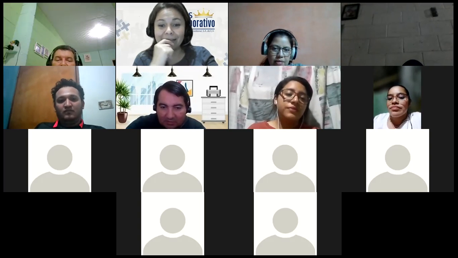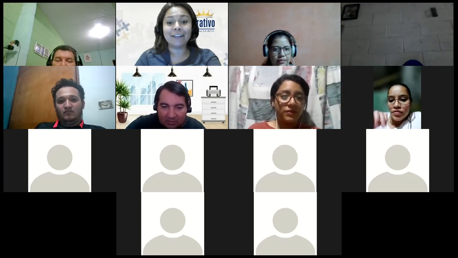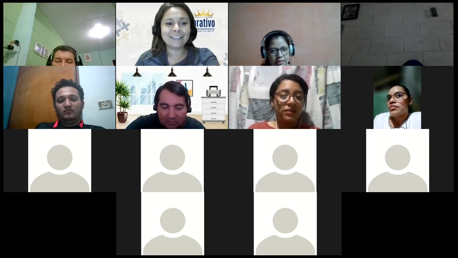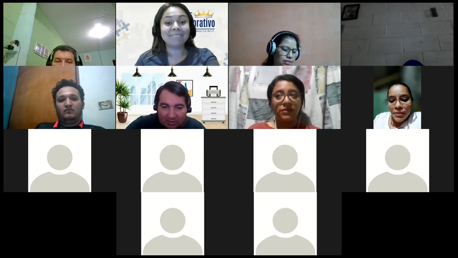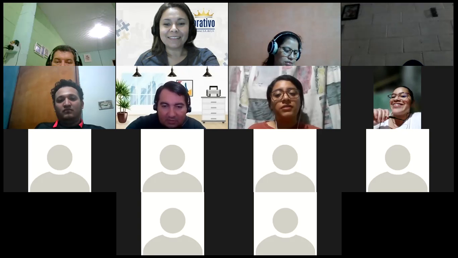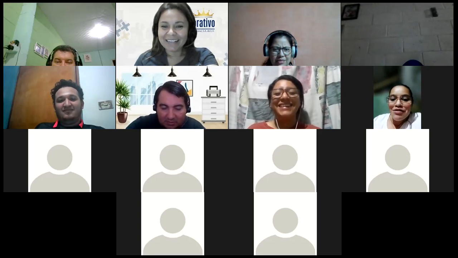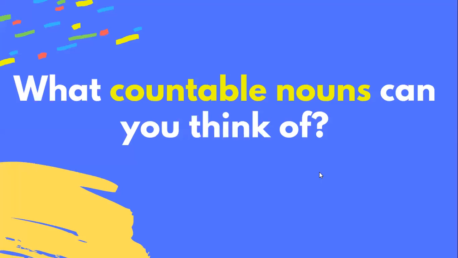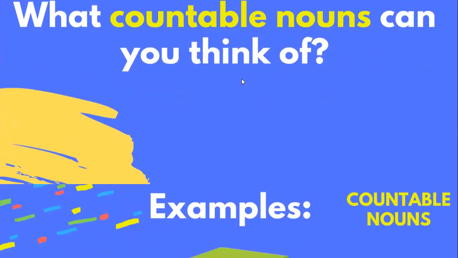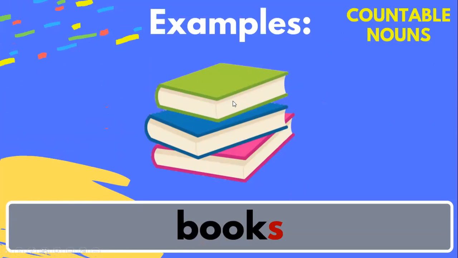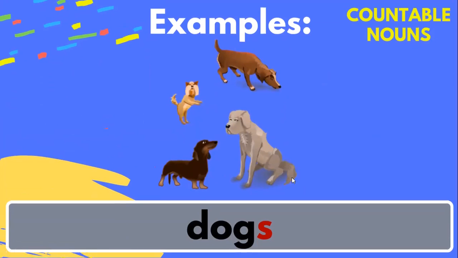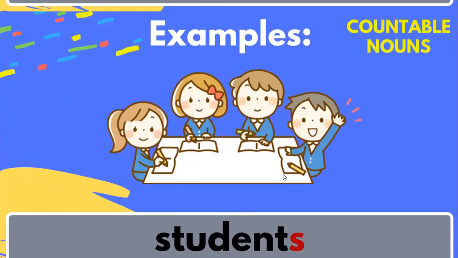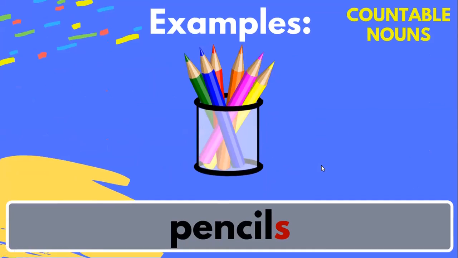Doors, very good. Chair, very good. Desk, amazing. Windows, definitely. Bathroom? Ah, the bathrooms, that is true. You can count them right there. It will be a toilet. Or bathrooms, like maybe they have many bathrooms and that could be countable. So now we have some books, dogs, bananas, students, pencils.